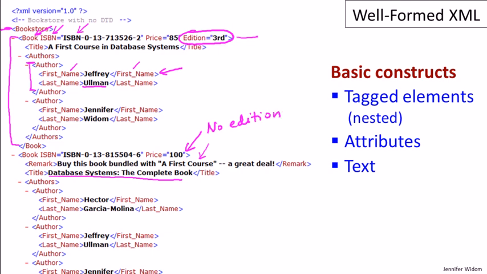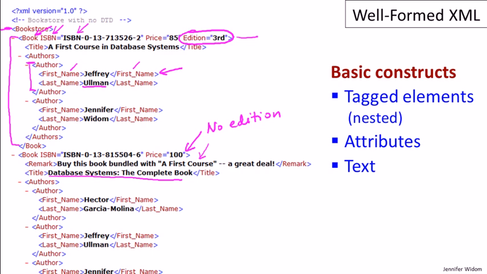Now, in the relational model, we would have to have a column for edition, and we'd have one for every book, although, of course, we could have null editions for some books. In XML, it's perfectly acceptable to have some attributes for some elements, and those attributes don't appear in other elements.